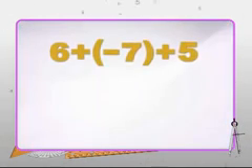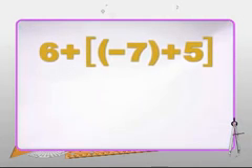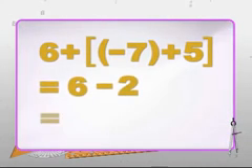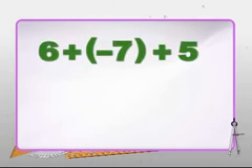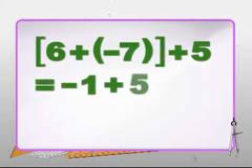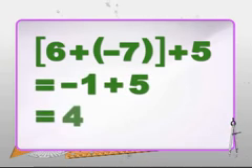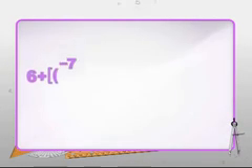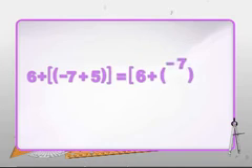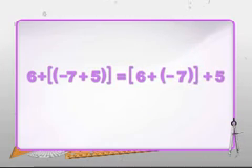First, let's add minus 7 and plus 5. It is minus 2. Adding 6 to it gives 4. Next, let's first add 6 and minus 7, which is minus 1. When added to 5 gives 4. So, 6 plus (minus 7 plus 5) equals (6 plus minus 7) plus 5.